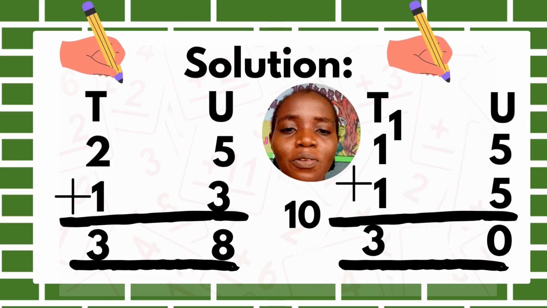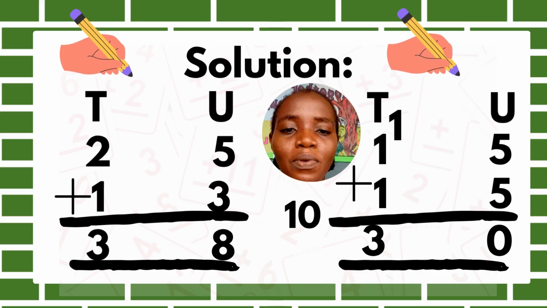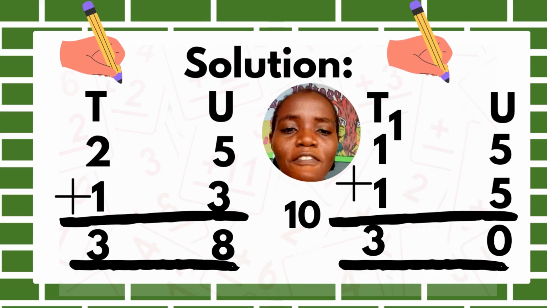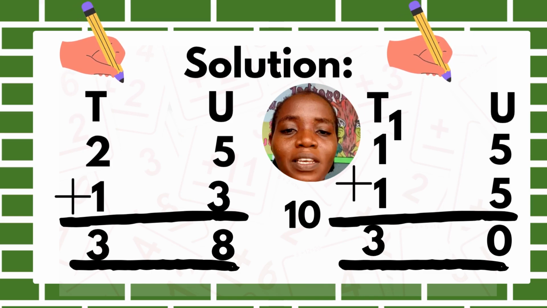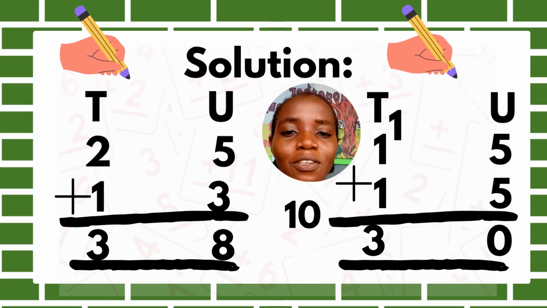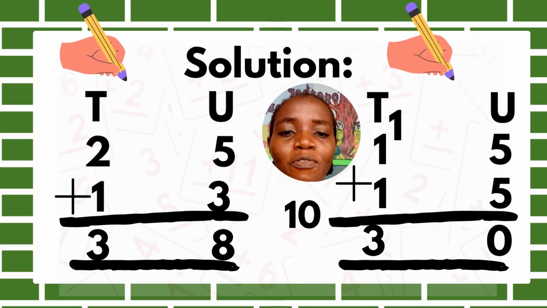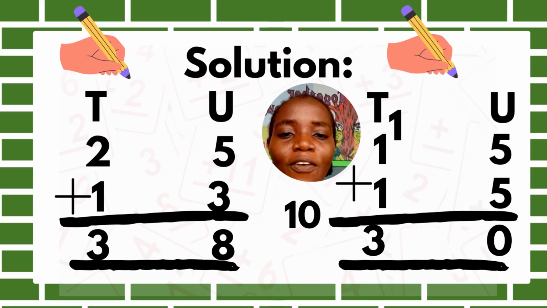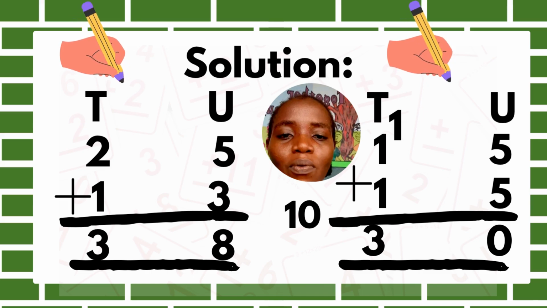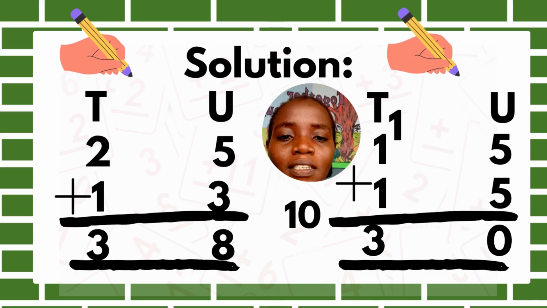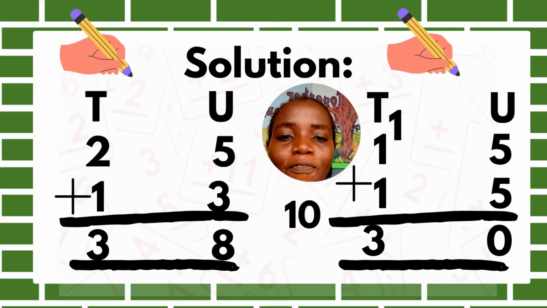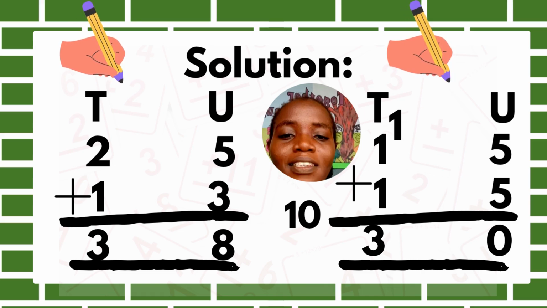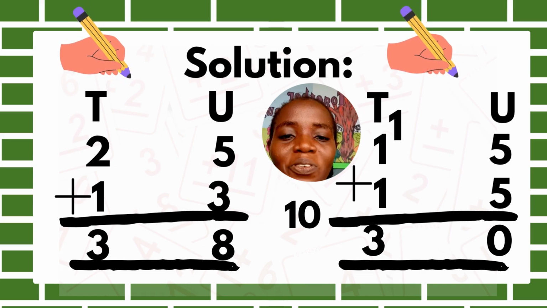And for the second one, 15 plus 15, 5 plus 5 equals 10. The digit at the unit place in number 10 is 0. Therefore, we move 1 to the tens place. Under the tens now, we have three digits. 1 plus 1 plus 1 equals 3. Therefore, the second exercise is addition with regrouping.